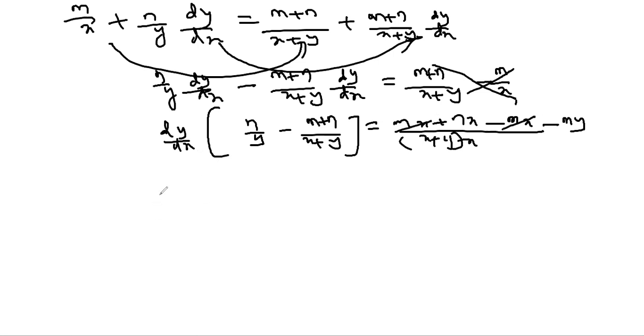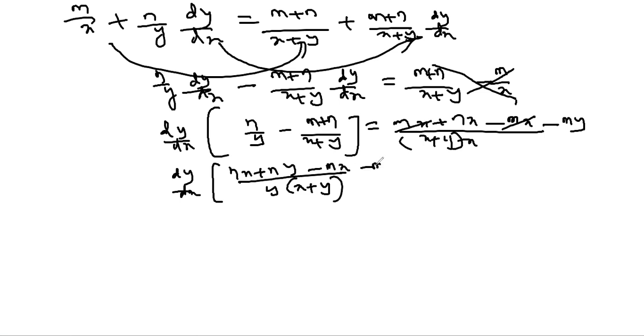So here now dy by dx into, here also the LCM is y into (x plus y). Same: n into x plus n into y, minus m into x minus n into y. So this is n into x.